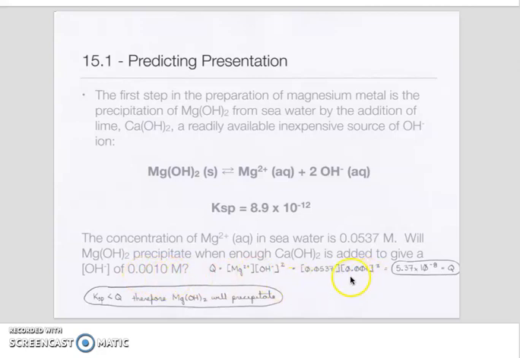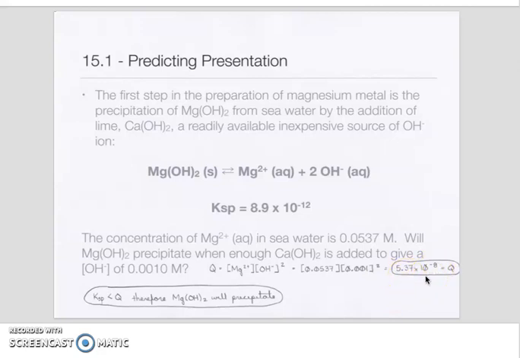So I can plug that in as well. And I'm going to square that value simply because I have 2 hydroxide ions for every 1 magnesium. So I'm going to have to square that value because that is a coefficient of 2. When I solve for this, I find that my Q value is 5.37 times 10 to the negative 8. There's no units, it's a reaction quotient.